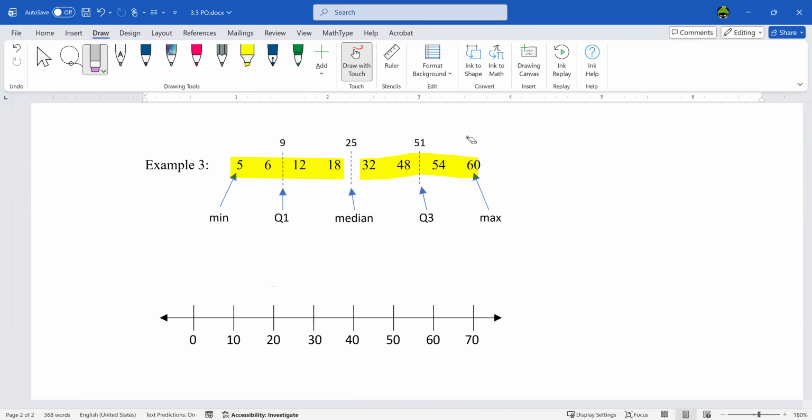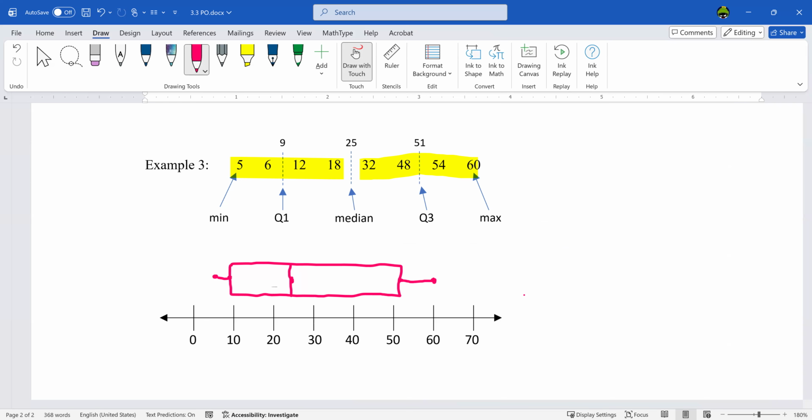So when I go to graph this, I want to start a little bit smaller than 5, go a little bit bigger than 60. So I'm going to go by tens once again, starting at 0. My first dot is at 5. My second dot is at 9. Now my next dot is at 25. My next dot is at 51. And my last dot is at 60. I have my whiskers. I have my box. And I have my median.